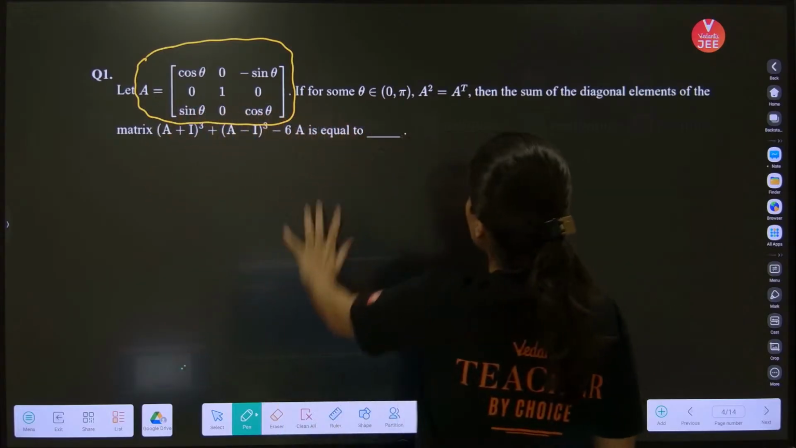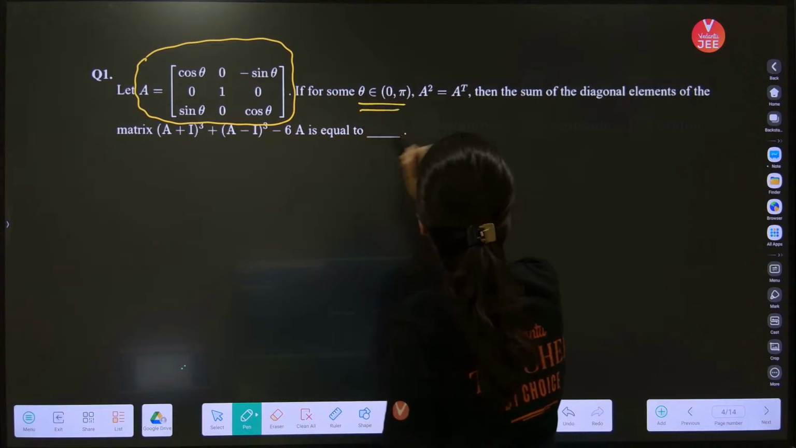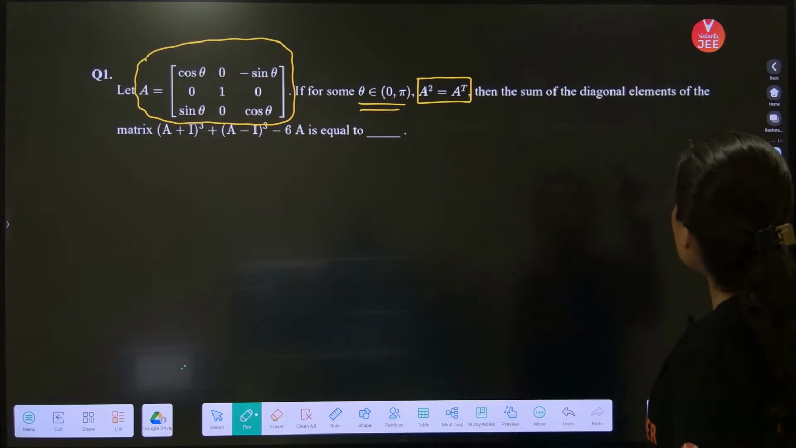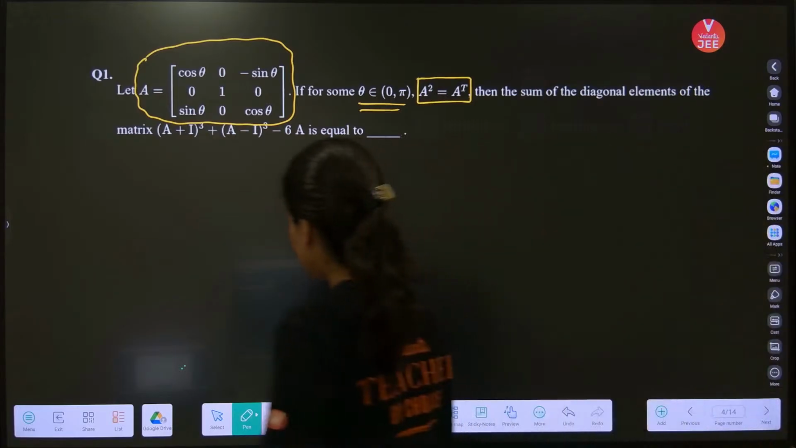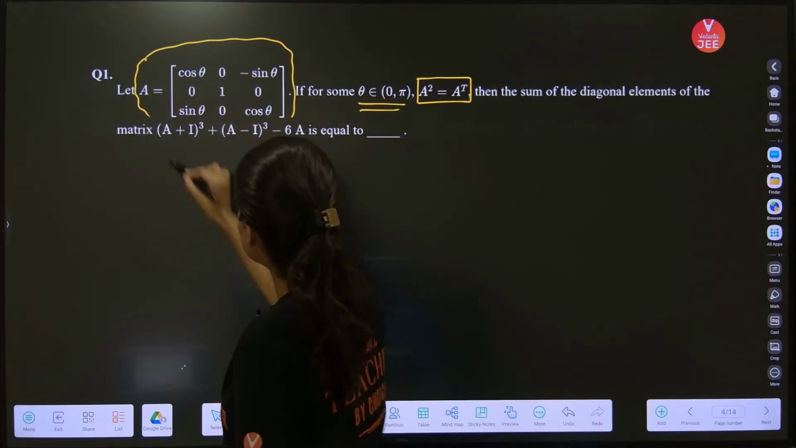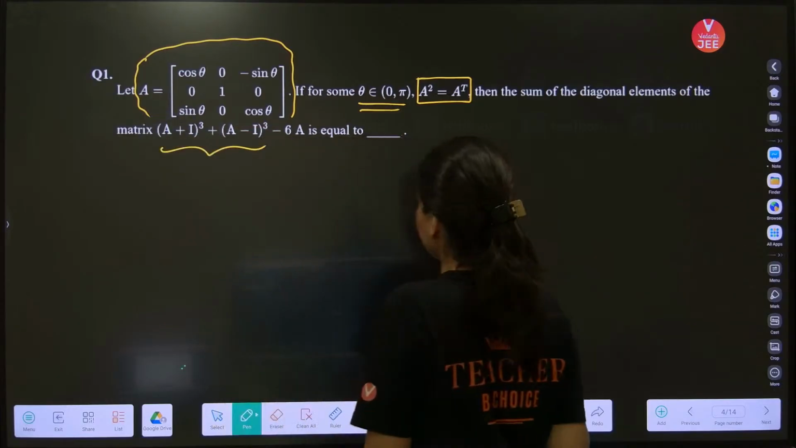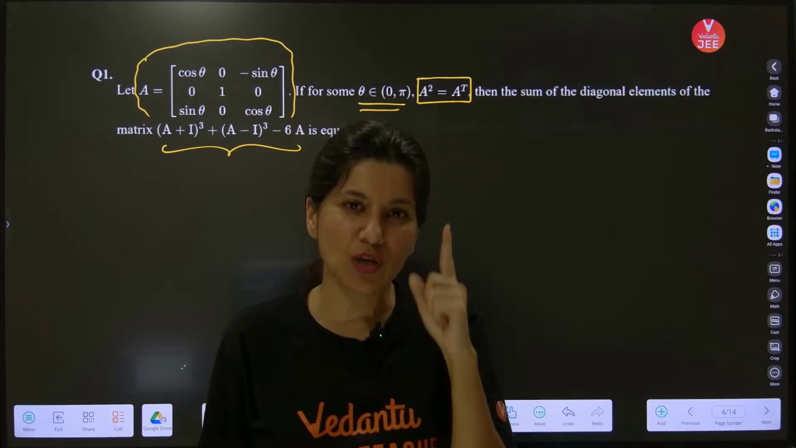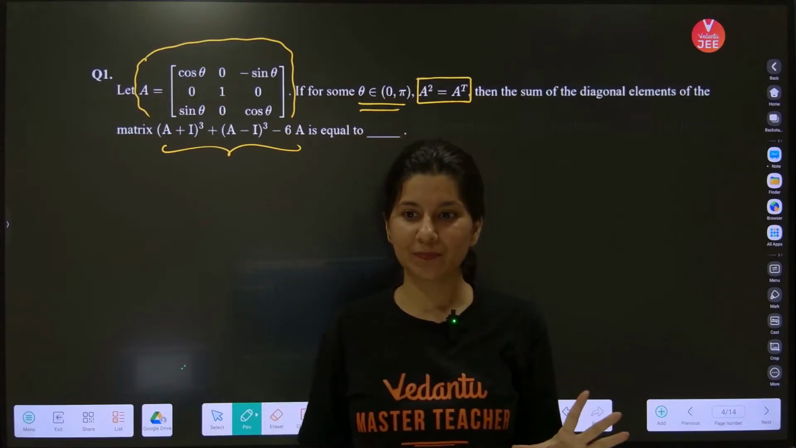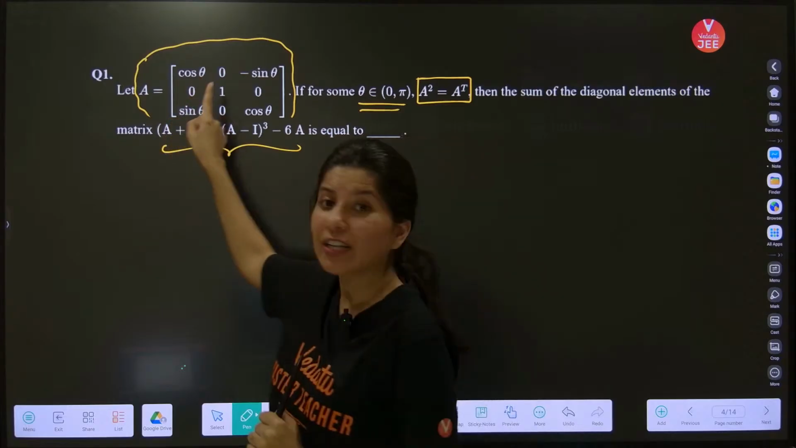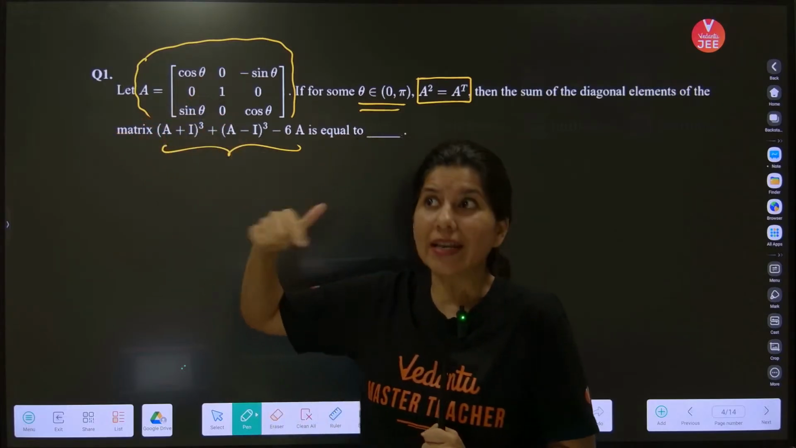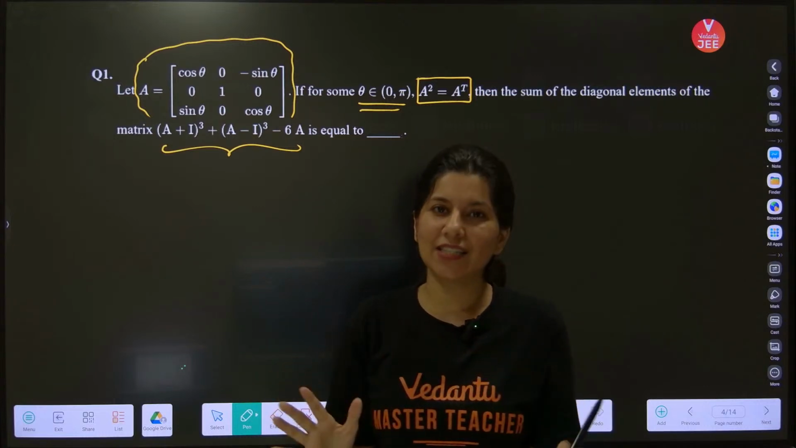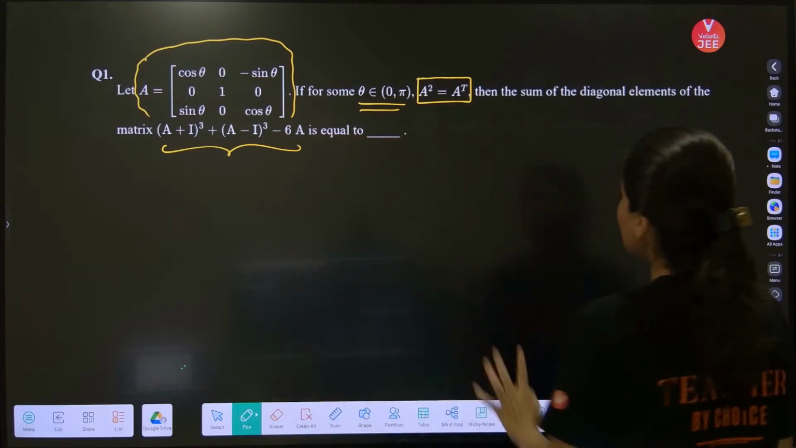The A matrix is right here. The range of theta is also given to you. One more thing, the condition A square equals A transpose. Then find the sum of diagonal elements of the matrix. This whole question depends upon just one thing: identification of this matrix. If you are able to recognize this matrix, then the question will be a cakewalk for you, very easy.